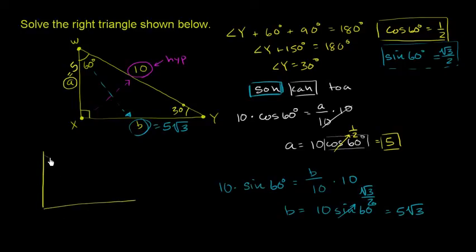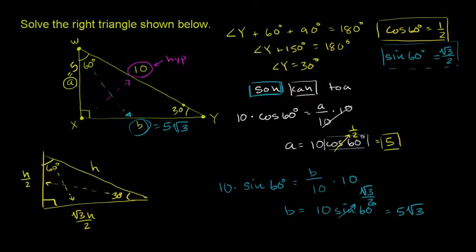In a 30, 60, 90 triangle, this is true for all 30, 60, 90 triangles. So this is 90 degrees, this is 60 degrees, and this is 30 degrees. If your hypotenuse has length h, then the side opposite the 30-degree angle, which is the shortest side, is going to be exactly half the hypotenuse. And then your 60-degree side is going to be the square root of 3 times the shortest side. So it's going to be the square root of 3 times the hypotenuse over 2, or square root of 3 over 2 times the hypotenuse.